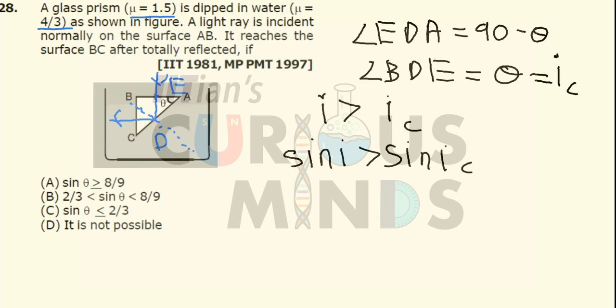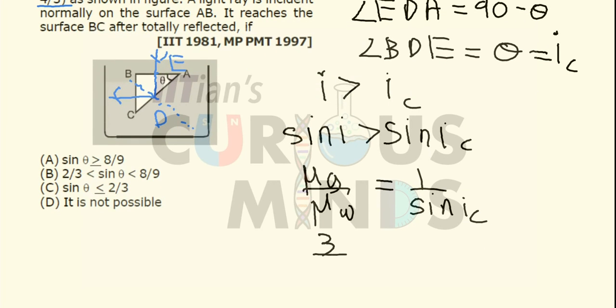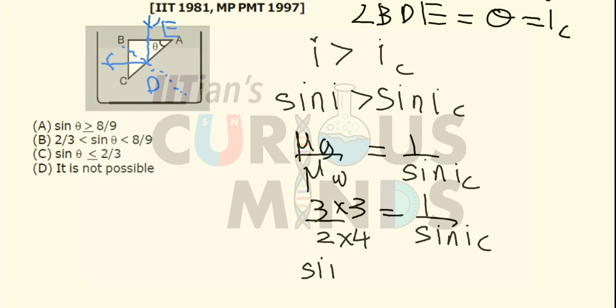Let us find out sin IC over here. The refractive index of the glass divided by the refractive index of the water will be equal to 1 by sin IC. The refractive index of the glass is 1.5, which can be written as 3/2, and the refractive index of the water is 4/3. So sin IC over here will be equal to 8/9.